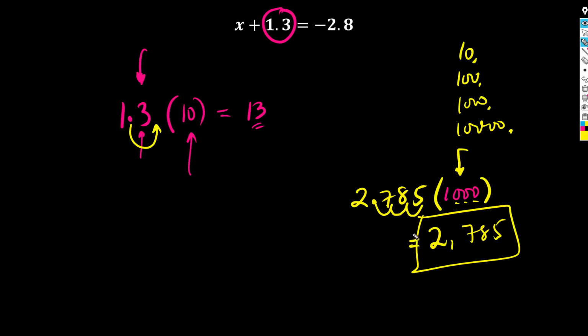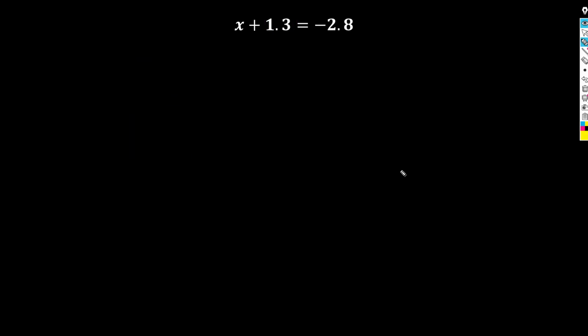Oh, nice. So, if I go back to my equation therefore, how do I eliminate these decimal numbers? I multiply both sides of the equation by a power of 10.